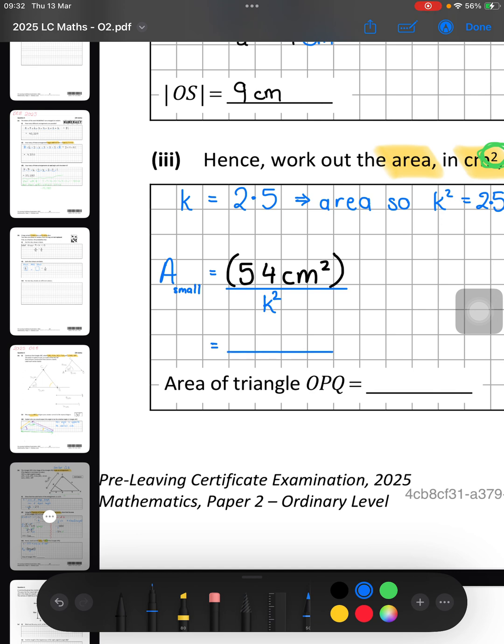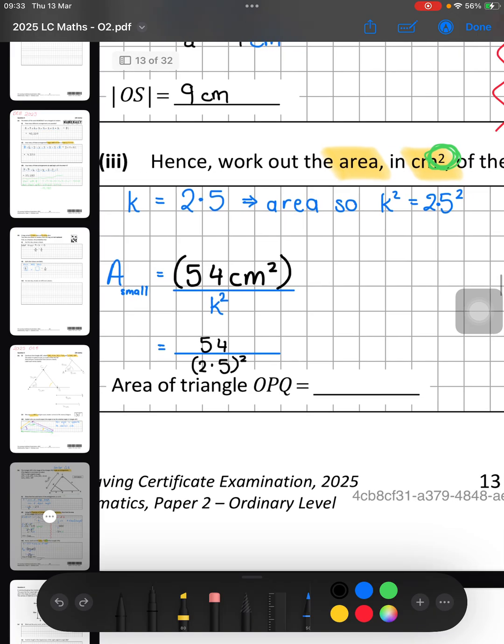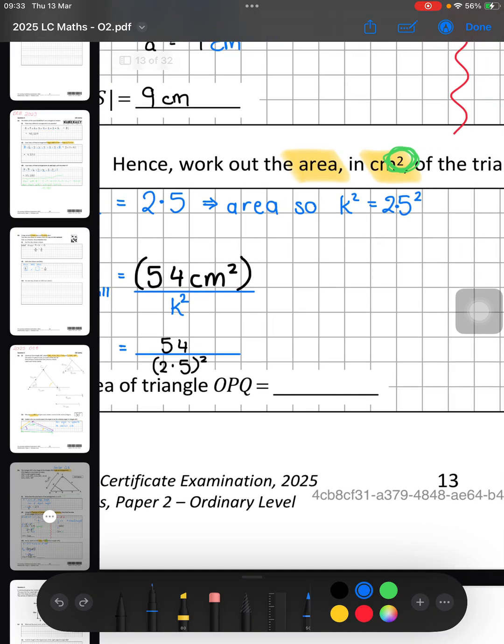So it's 2.5 squared that's dividing here. I have 54 divided by 2.5 squared. So 6.25 is what's going to be dividing. But we can just type it all into our calculator and get 8.64. And it's still the exact same units, centimetres squared.